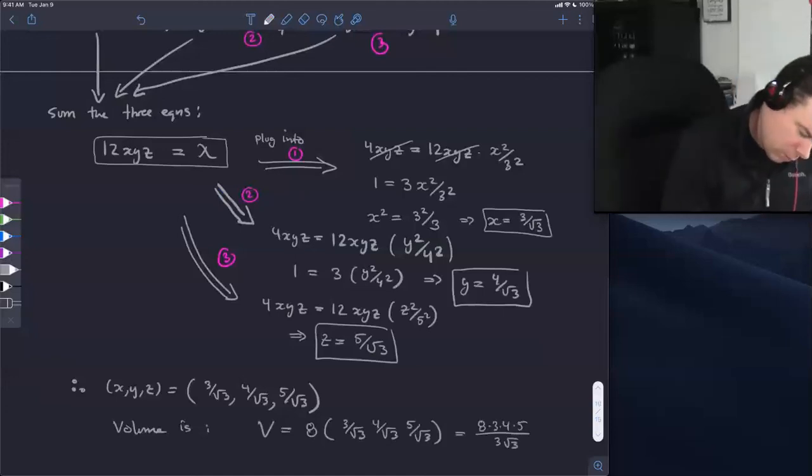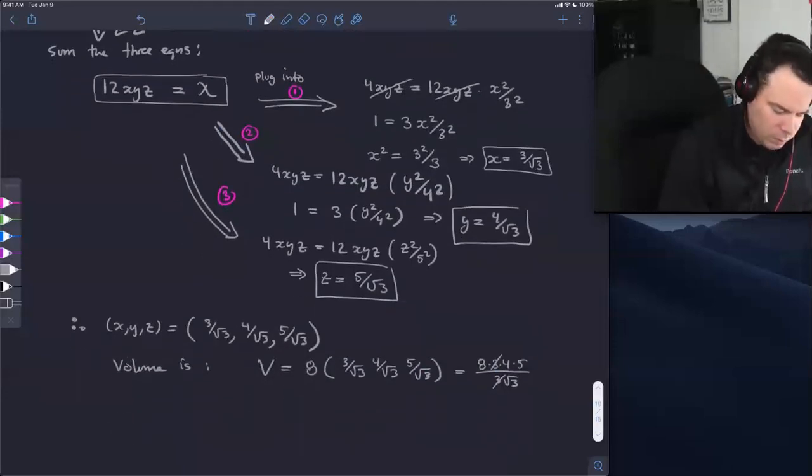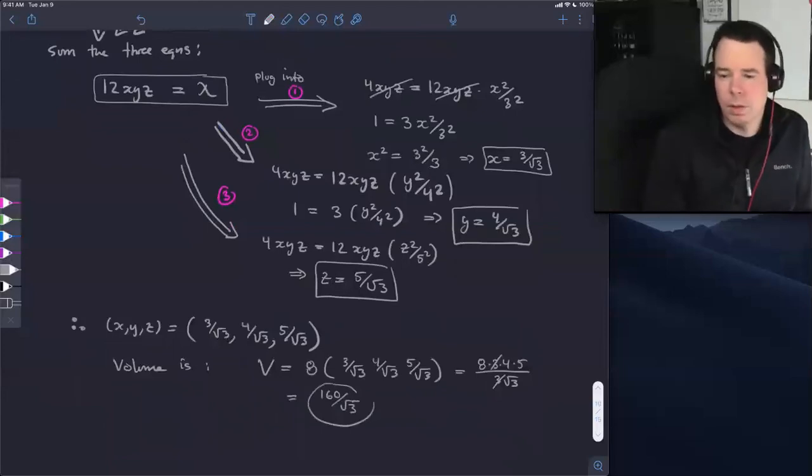We could simplify this a little bit. I can see a cancellation of a 3 here. And then therefore, I've got a 4 times 5, which is a 20, times an 8 is 160 over root 3. Okay, so we'll leave it like that. There we go. There's our volume.